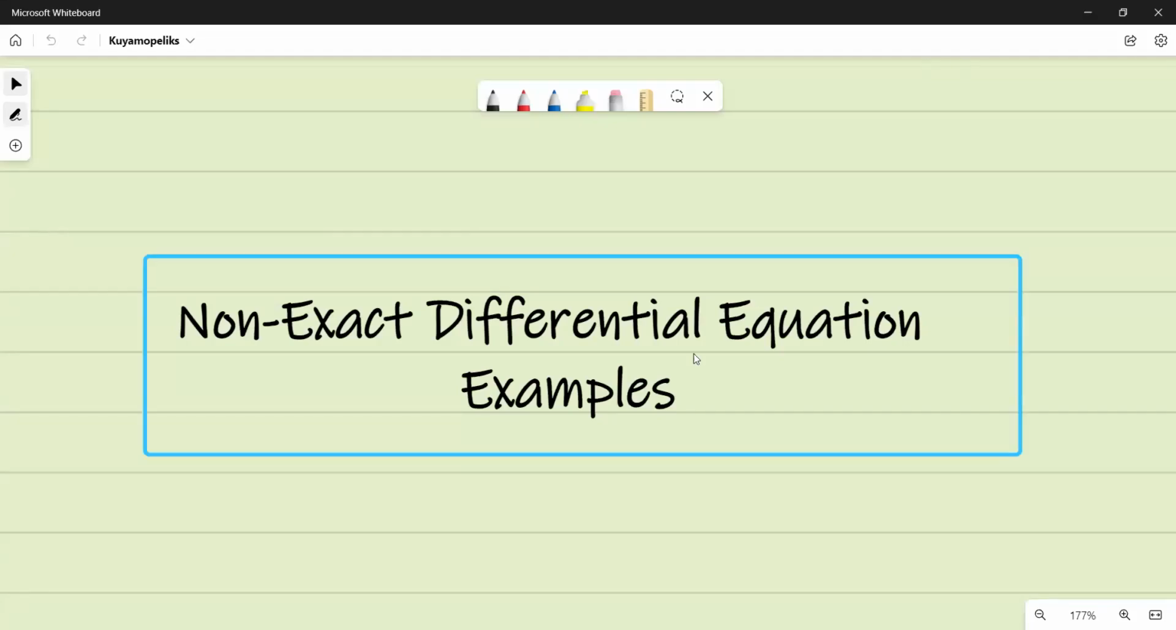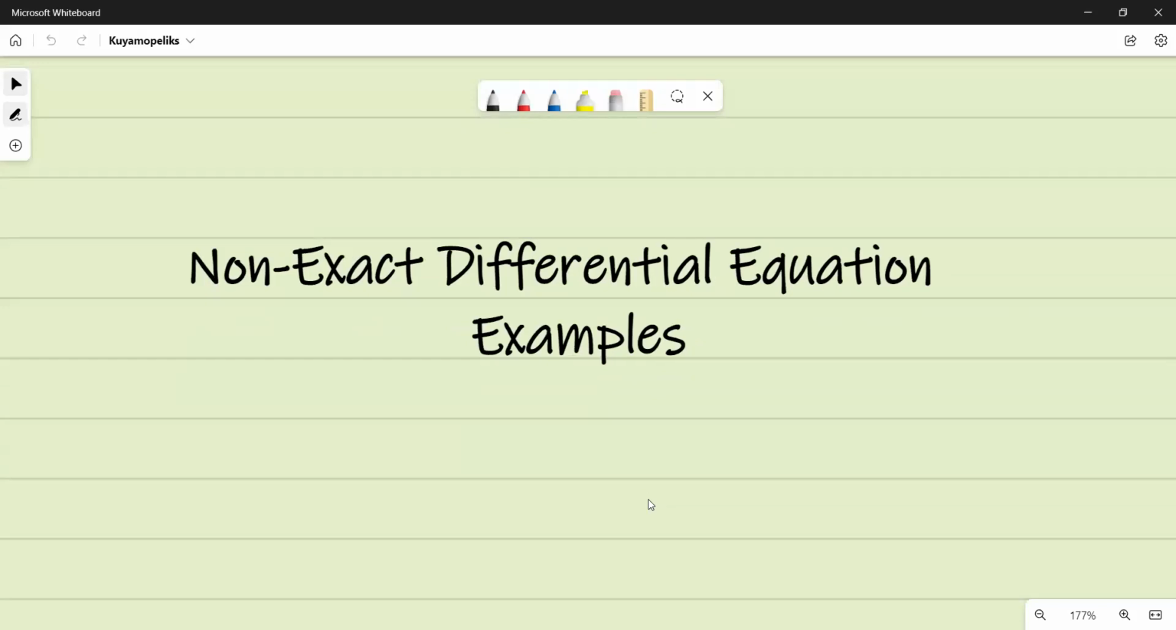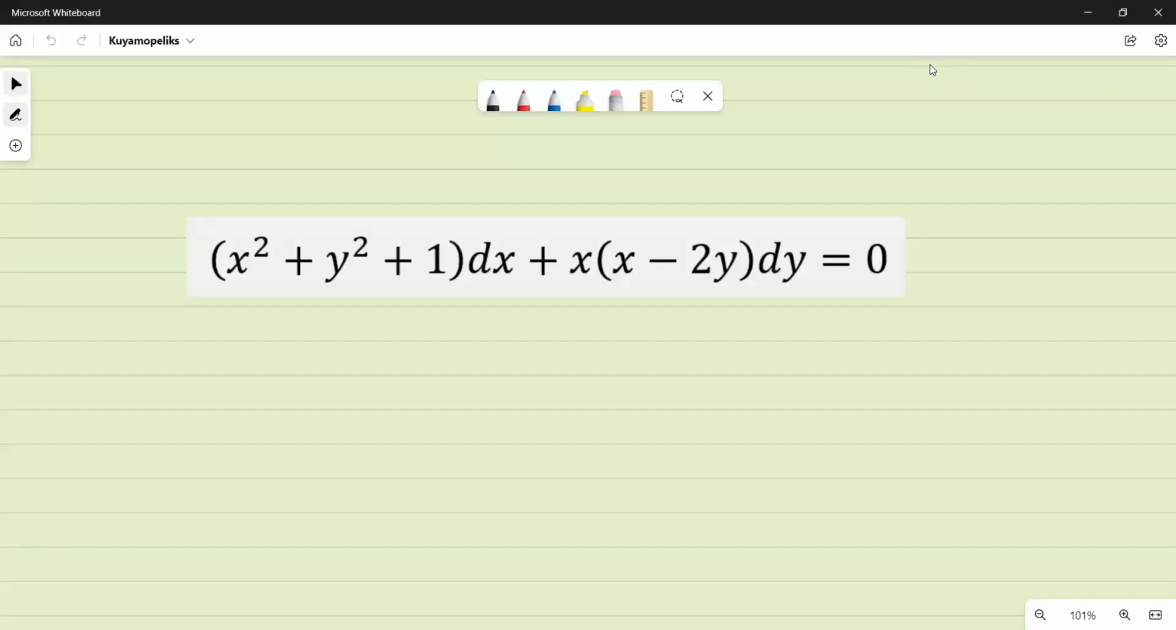Hello everyone. In this video, we're going to discuss some examples related to non-exact differential equations. So we are going to solve, or get the general solutions of these differential equations. And we are going to limit our examples to first order, first degree DE only. Okay, so our first example, let's solve for the general solution of this differential equation.